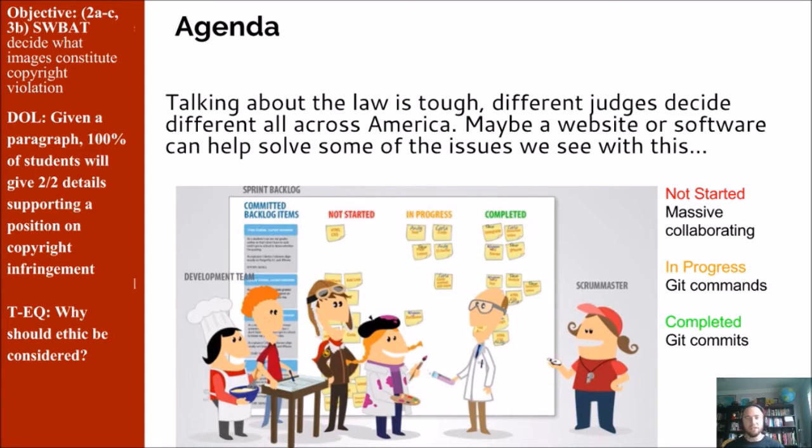Clearly, my expertise is not the legal system, it's more technology, but I will do my best today. We have not done any massive collaborating yet in class, so that will really throw a wrench in our gears when we start thinking about copyright. If you're working with a team and only one member is violating copyright, should the whole team be punished? What we do have in progress is learning more and more about GitHub and Git in general. What we have completed is the idea of making a commit in Git.